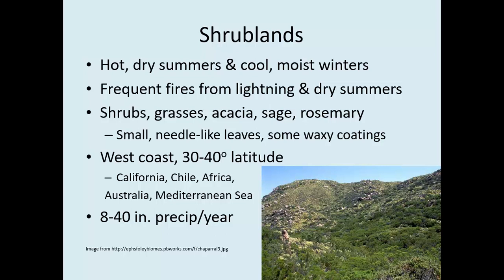Shrublands are another area that are kind of an intermediate area between grasslands and desert, maybe. So if you think of a shrubland, that's an area where you have lots of little scrubby shrubs. They have very hot and dry summers and then cooler and moister winters. Because they have very hot, dry summers, you can get frequent fires during the dry season. When lightning and storms come through, it can spark fires.